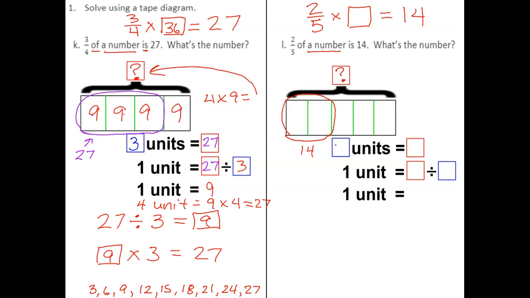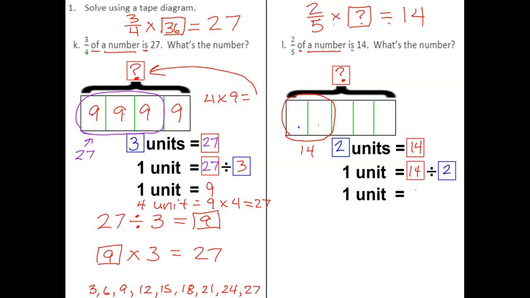So if 2 units, 1, 2, equals 14, that's what's given to us. A lot of people ask me, well, Mr. Kennedy, this is 5 units. How'd you get 2 units equals 14? They told me here, 2/5 of a number is 14. Of is multiplication, equals, a number is my unknown. All right. So that means that 1 unit is going to be equal to 14 divided by 2.